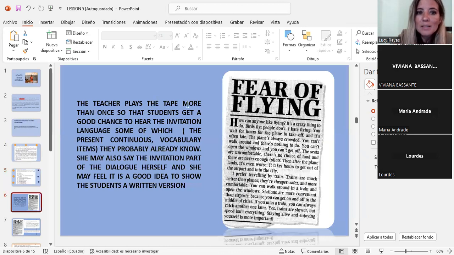The teacher plays the tape more than once so that the students get a good chance to hear the invitation language, some of which, the present continuous and vocabulary items, they probably already know. She may also say the invitation part of the dialogue herself, and she may feel it is a good idea to show the students a reading version. Okay.